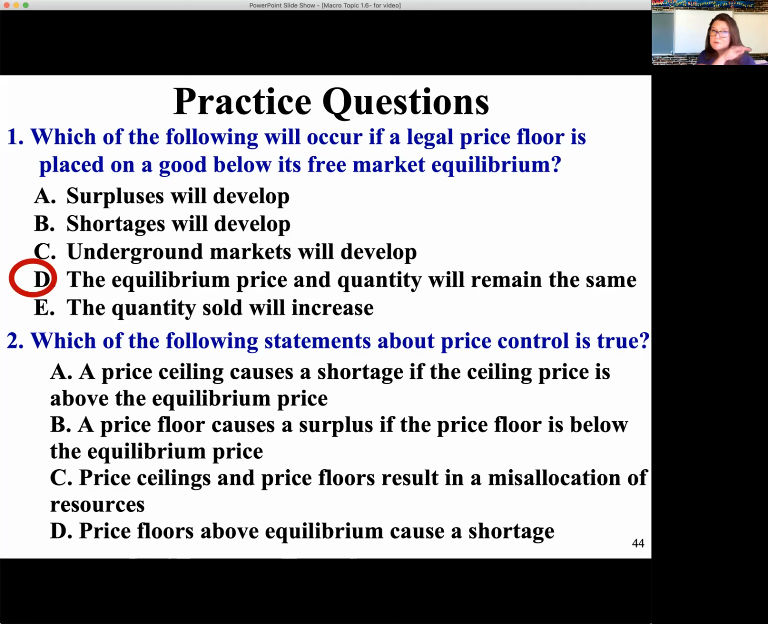Where it's clearing, if you price it below there, if the government comes in and says, this is the price floor, it's not affecting the market. Nothing can happen below the floor. It's not shutting off the market. Okay, so it's not a binding price floor. And the next one, which of the following statements about price control is true? And you should see price ceilings and price floors result in misallocation of resources or inefficiencies.